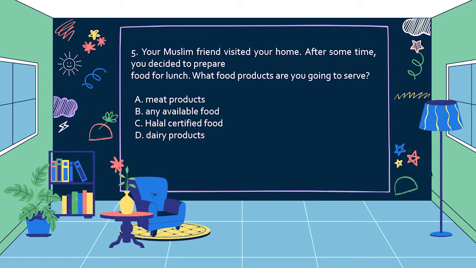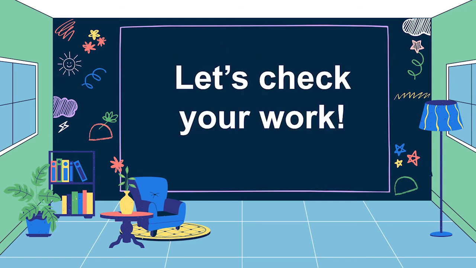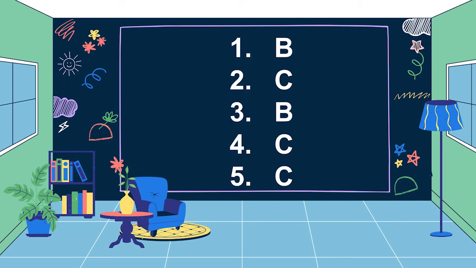Okay, that would be all. Let's now check your work. Let's see how many correct answers you got from this assessment. Number 1. The correct answer should be letter B. Number 2. Letter C. Number 3. Letter B. Number 4. Letter C. And number 5. Letter C.